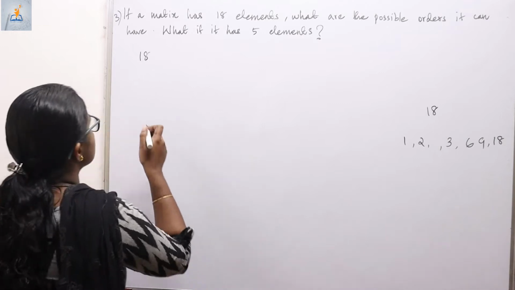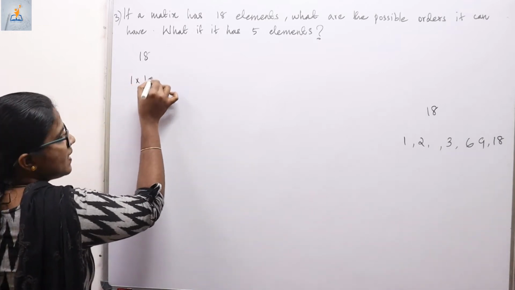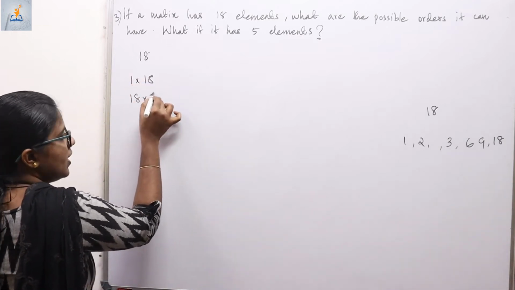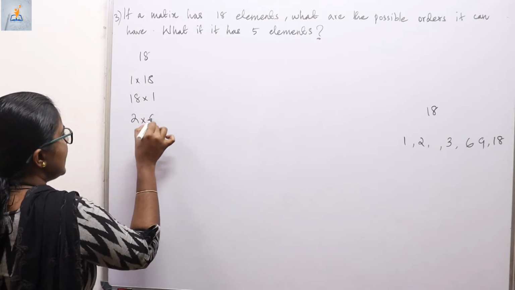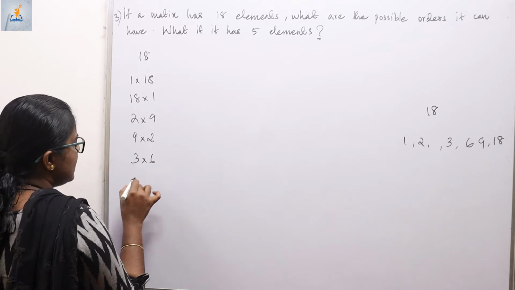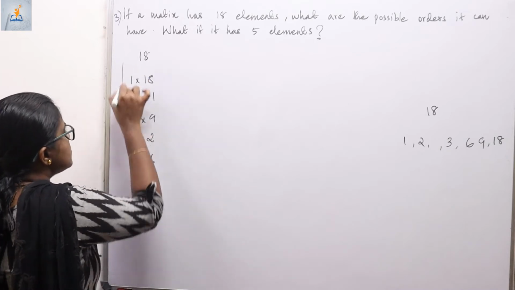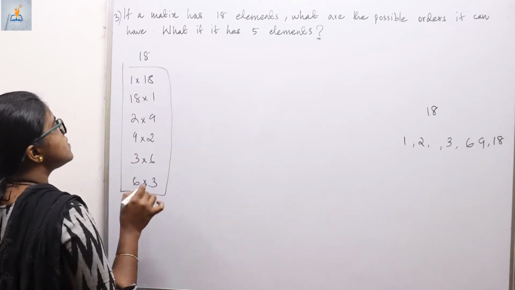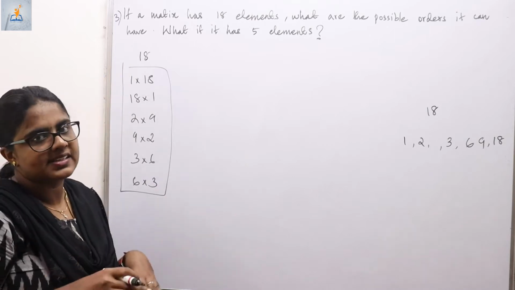So what would be the possible orders? It should be 1 times 18 and 18 times 1. Again 2 times 9 and 9 times 2. 3 times 6 and 6 times 3. So these are the possible orders of a matrix having 18 elements.